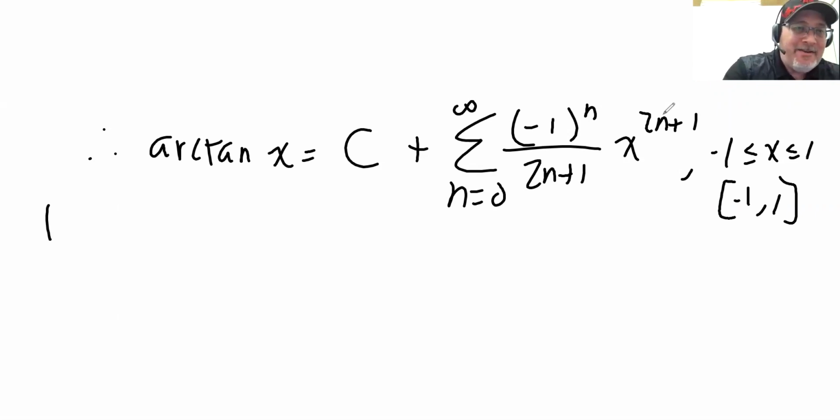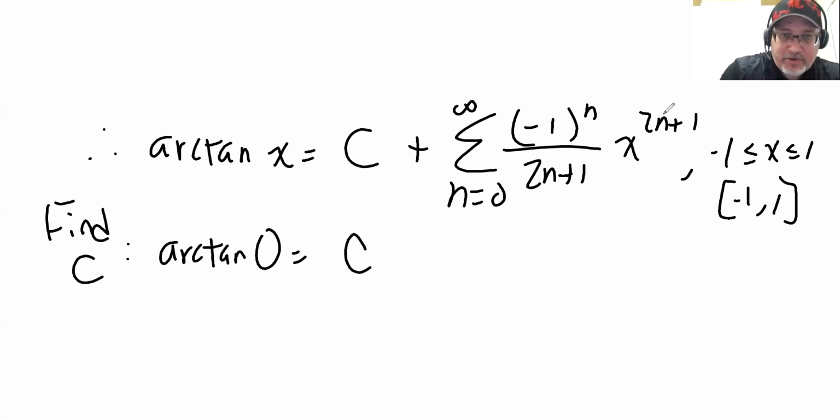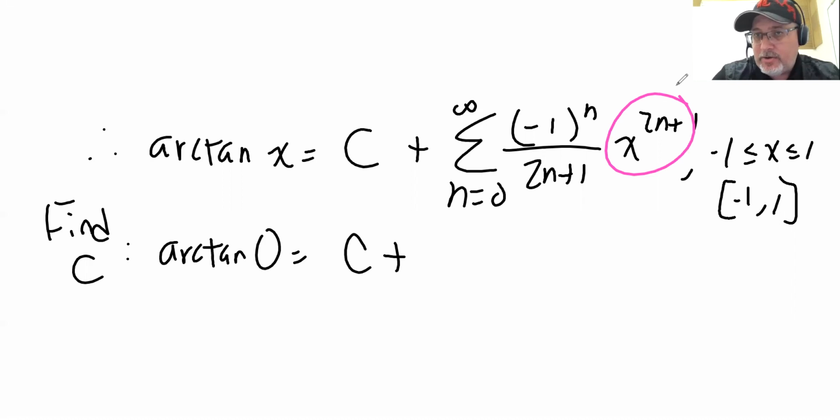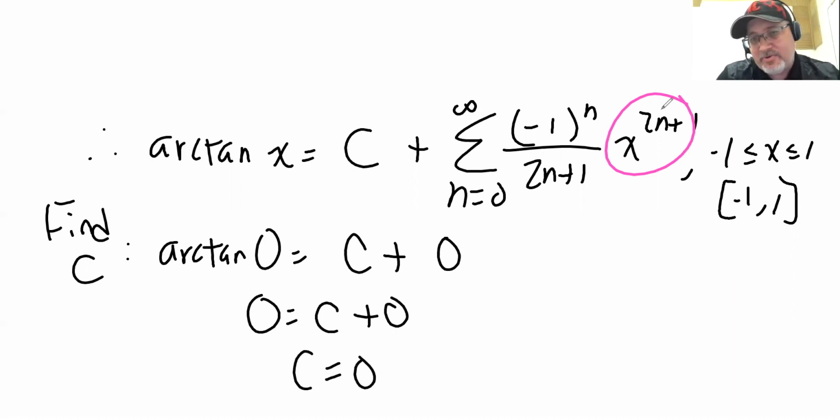To find c, we just let x equal some number in the interval. I recommend the center, which is 0. We get arctangent of 0 equals c plus. Putting in 0 here will zero out every term. So we get a big 0, c plus 0. Arctangent of 0 is 0. And c is equal to 0. Oh, look, we got c equal to 0 again.